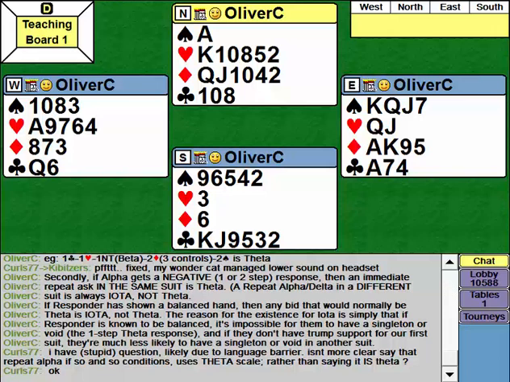Okay, any questions so far on when a bid can be theta? Don't worry too much about iota yet, because we will come to that in more detail in a minute. But anybody got any questions about when a bid is theta?